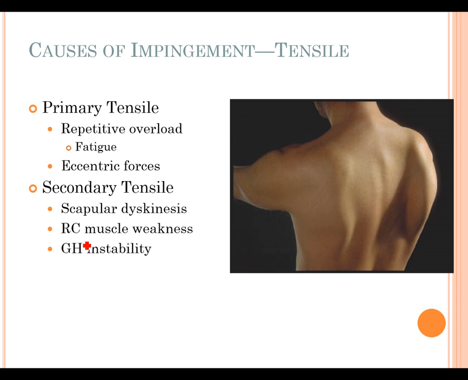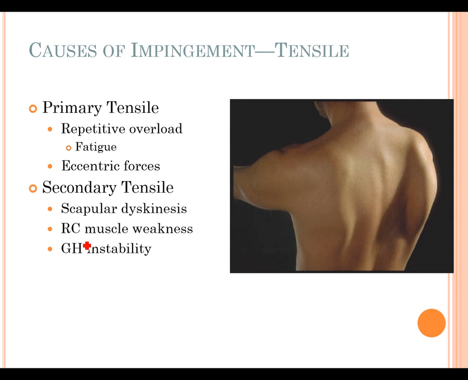So repetitive overload, whether it's too many pitches at one time or too much activity at one time, or more of a chronic overload where it's getting toward the end of the season and you've been pitching a lot, that's kind of a chronic overload, so chronic fatigue. So it could be, again, too many pitches, you're pitching 150 pitches in a game, your body starts to fatigue. Or you've pitched all season a lot of pitches per game, and now you're just overly fatigued. Either way, that's going to affect your muscles.